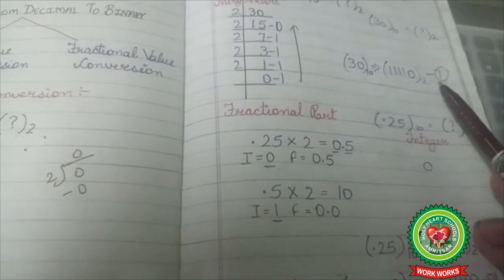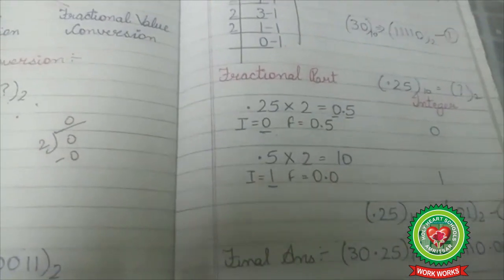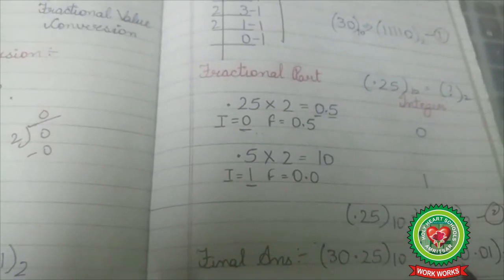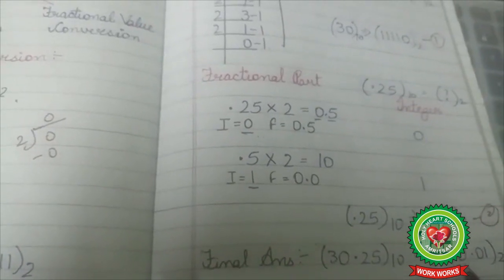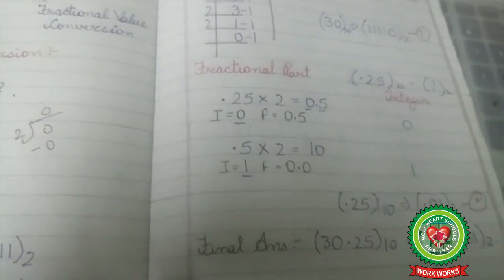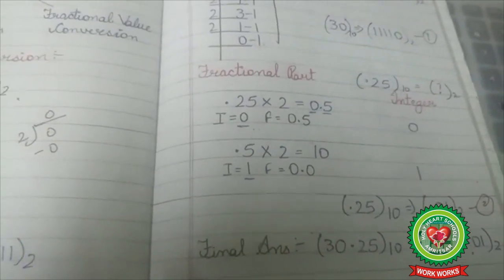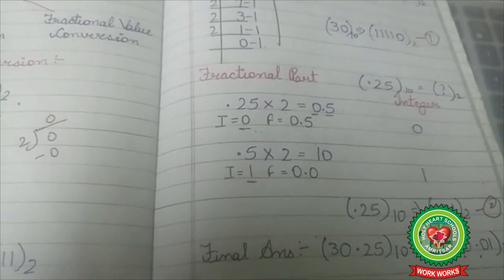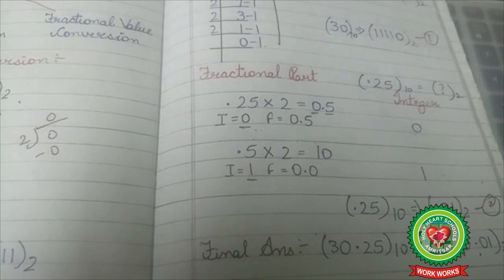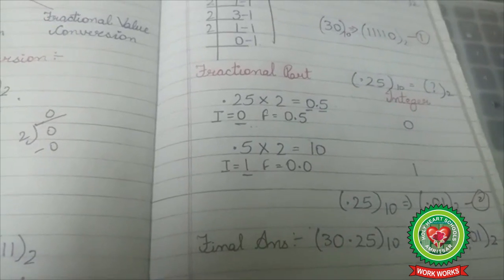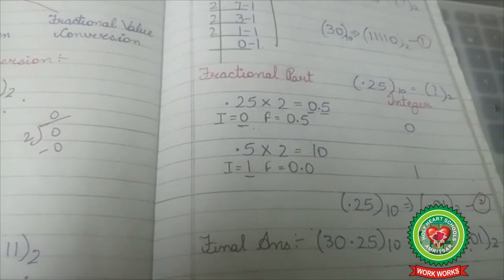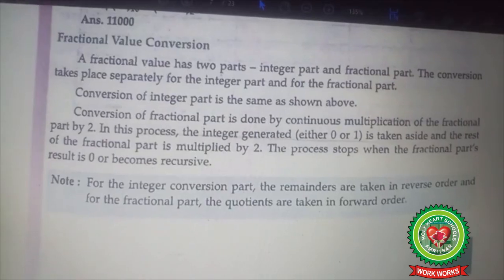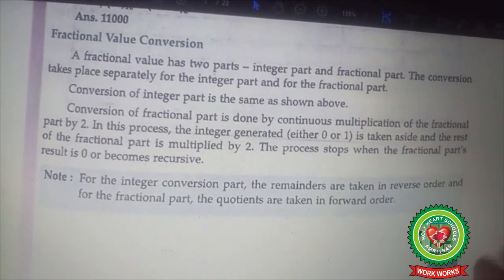Now on combining the two, we get 11110, that is of 30, and 0.01, that is of 0.25, with the base 2. So the final answer is that the decimal number 30.25 has the equivalent binary number 11110.01.